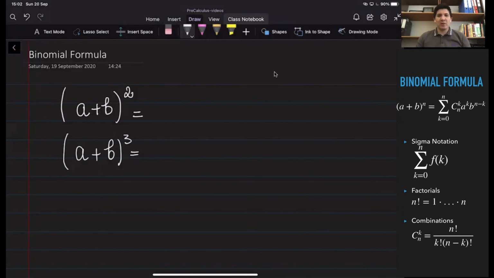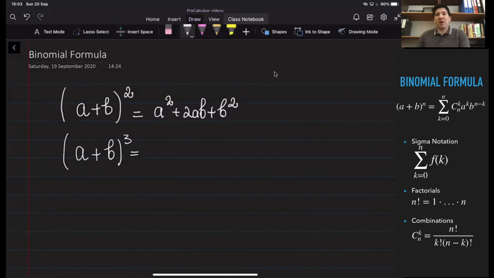In this video, we're going to discuss the binomial formula. We're going to try to understand this and try to use this. So the question is, finding the square of a sum of two numbers is always important for us. We know the formula for finding the square of a plus b, which is going to be a squared plus 2ab plus b squared.